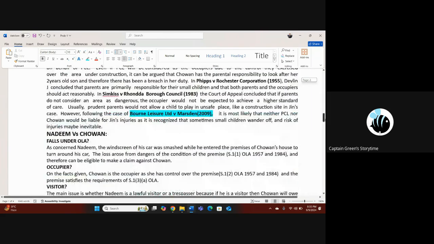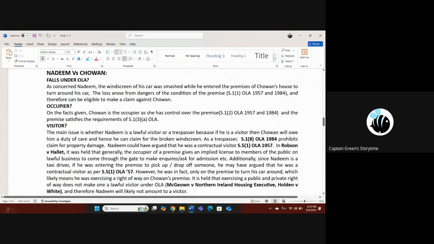Coming towards this, Nadeem versus Chauhan. Whether the facts fall under this or not. As concerned Nadeem, the windscreen of his car was smashed while he entered the premises of Chuan's house to turn his car. The loss arose from dangers of the condition on the premises and therefore he can be eligible to make a claim against Chuan. Okay, simply put, the claim is there.